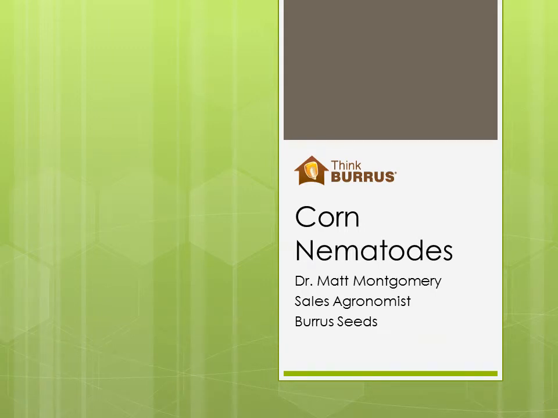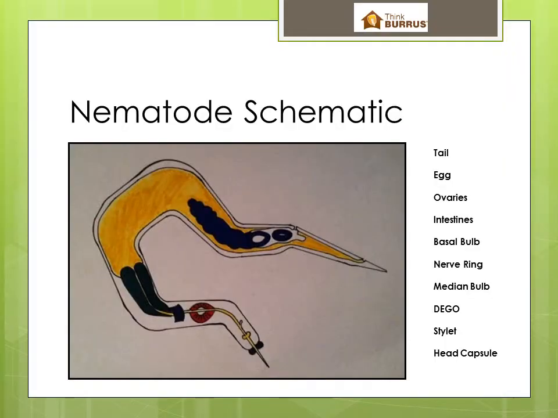Hello, this is Matt Montgomery, Burris Sales Agronomist, and today we venture into the third and final part of our series on nematodes. In Session 1, we reviewed the anatomy of a nematode. In Session 2, we discussed soybean cyst nematode, perhaps the most infamous nematode in row crops, and today, in Session 3, we'll talk about corn nematodes.